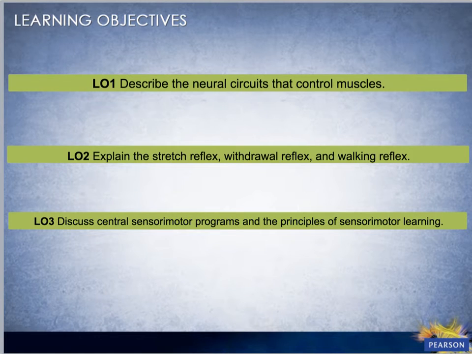We have now reached the lowest level of the hierarchical organization. In this module, we will look at the neural circuits that control muscles and explain how each of these muscles bring about different responses, whether it be reflexes or voluntary movements.